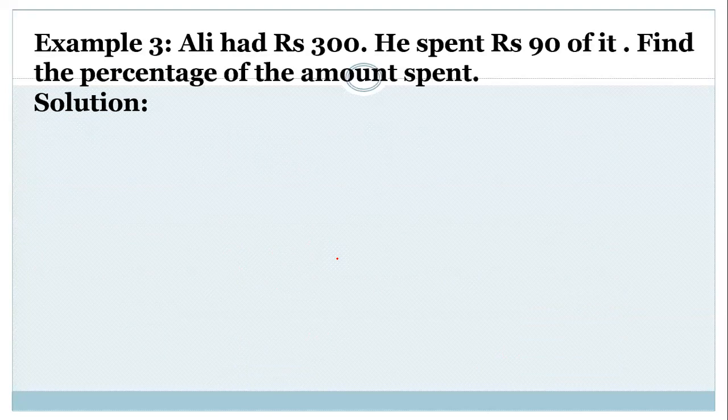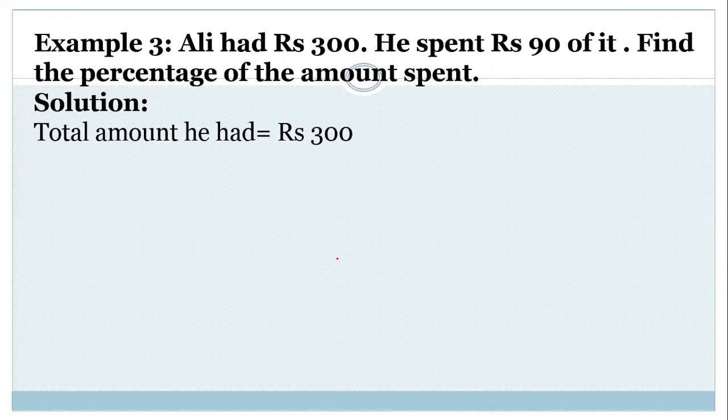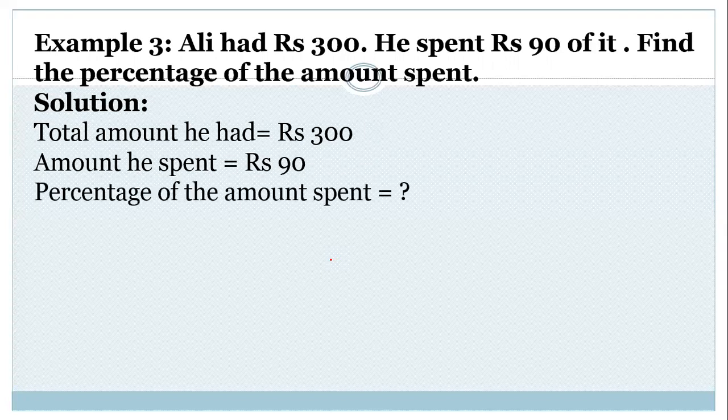Here is another example. Ali had 300 rupees. He spent 90 rupees of it. Find the percentage of the amount spent. The total amount Ali had is 300 rupees. He spent 90 rupees. We have to find the percentage of the spent amount. For that, we have to write in a fractional form. We are going to write it as part divided by whole multiplied by 100%.